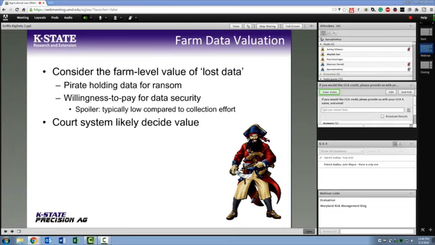Throw out one more thing about the valuation of data. At one point, I was, I guess, naive enough to think the free market would help us determine the value of data, but it looks like the court systems will likely decide the value of data for us. There are some interesting things that are happening with litigation right now that I think will kind of speed along this process.